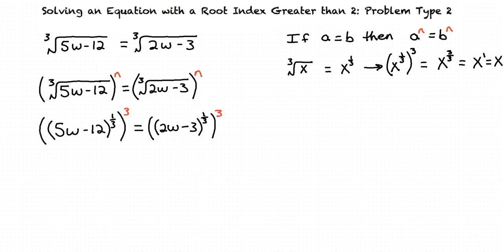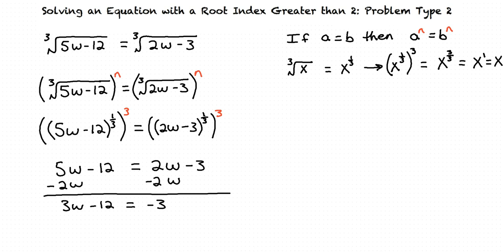And we have 5w minus 12 to the power of 1/3 all to the power of 3 equals 2w minus 3 to the power of 1/3 all to the power of 3. This results in 5w minus 12 equals 2w minus 3. Now we need to isolate w to one side of the equation. Do you know how we do this? We need to eliminate it from one side of the equation, so we'd subtract 2w from both sides, right? Yeah, that's right. Our result after this operation is 3w minus 12 equals negative 3.